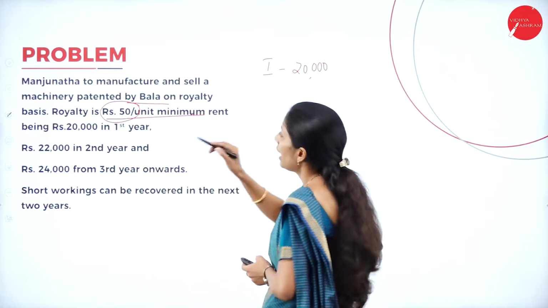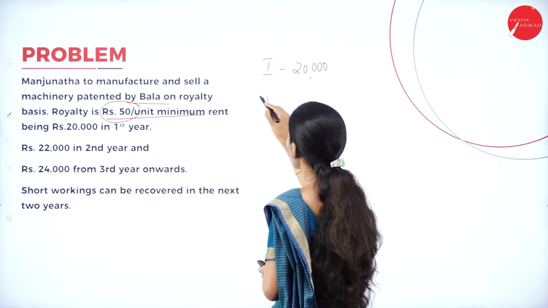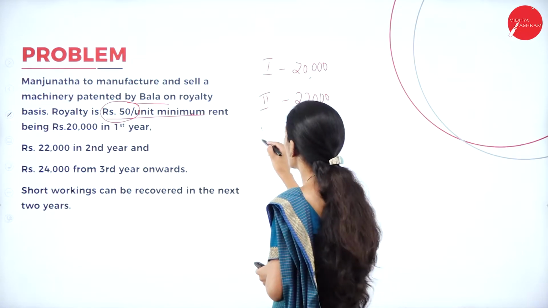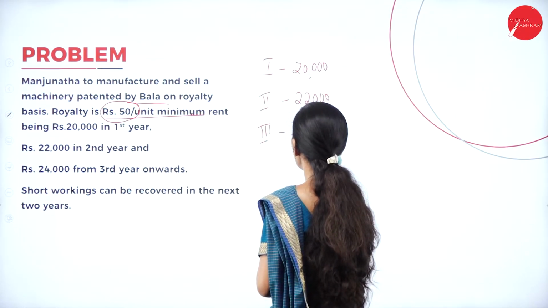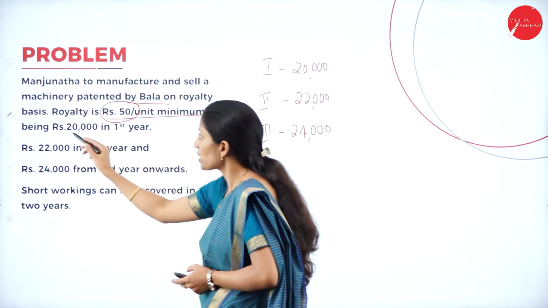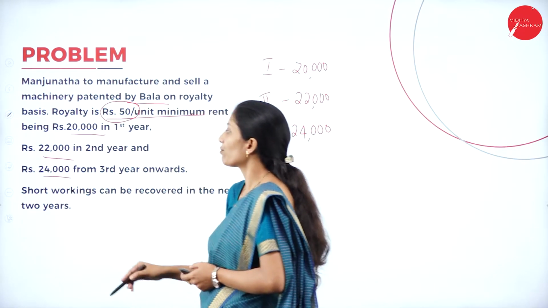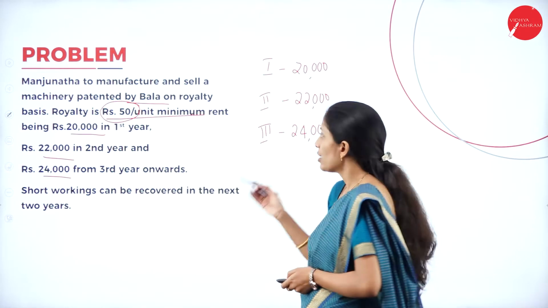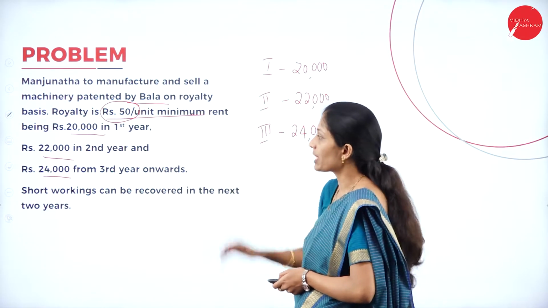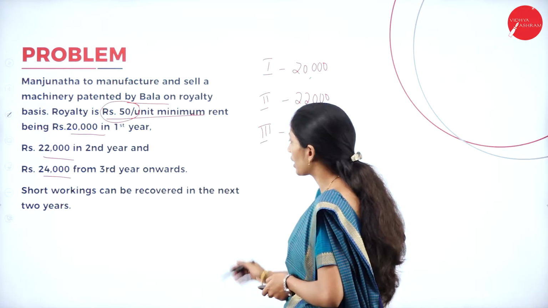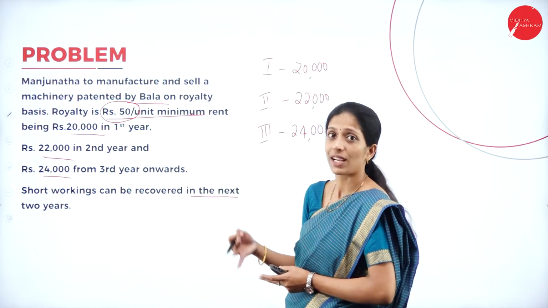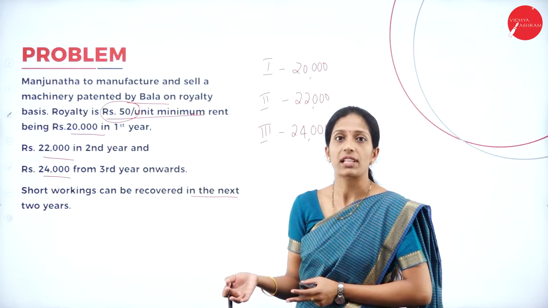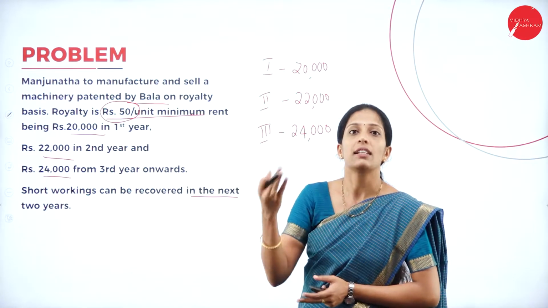20,000, and in the second year the minimum rent is 22,000, and in the third year the minimum rent is 24,000. So they have clearly given that the minimum rent is 20,000 in the first year, 22,000 in the second year, and 24,000 from the third year onwards. After that, whatever production they do, the royalty or the minimum rent will be 24,000. Short workings can be recovered in the next 2 years. So whenever short workings occur, leaving that year, the lessor has given a chance to recover the short workings in the next 2 years.